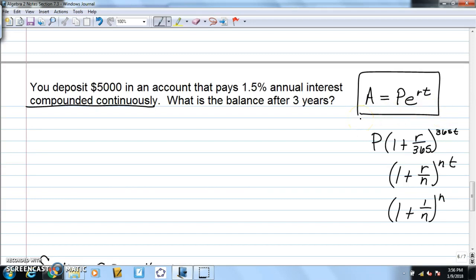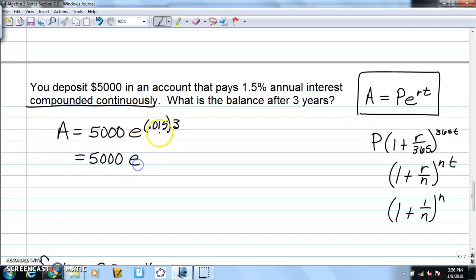This is your formula for continuous compounding. If it's compounded continuously, we just plug it in here. So your amount equals your principal that you invested, so that's $5,000. Okay, e, and then to the rt, and that's just in years. A yearly rate, so that's 0.015, and then the years times 3. Okay, you can put this into your calculator. It might be a good idea to simplify a little bit first.